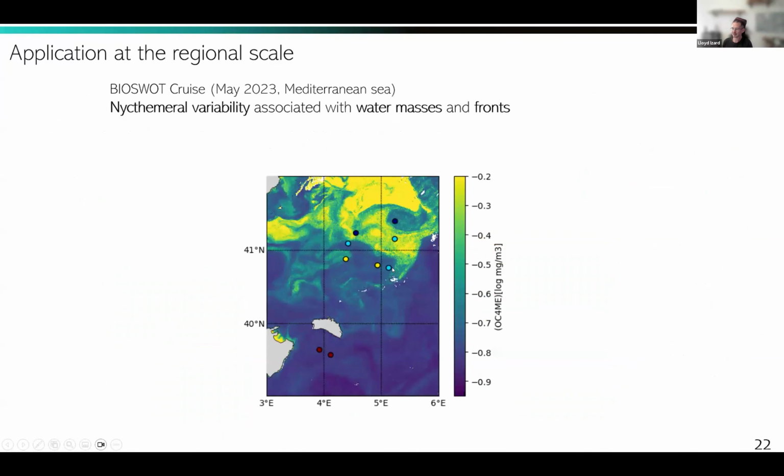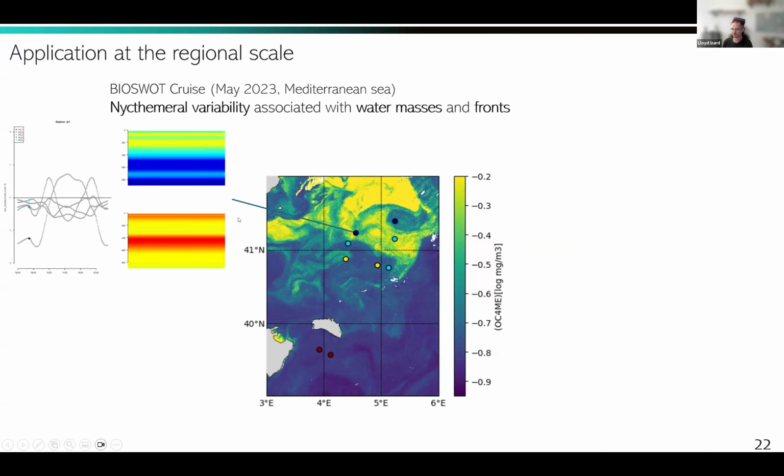So we applied these methods to Mediterranean data sets from the BioSword cruise that took place in May 2023. And we found that the nocturnal variability could be associated with water masses and fronts. We have different clusters here of the stations with the points that are colored, and as well the chlorophyll A satellite concentration that is shown behind.